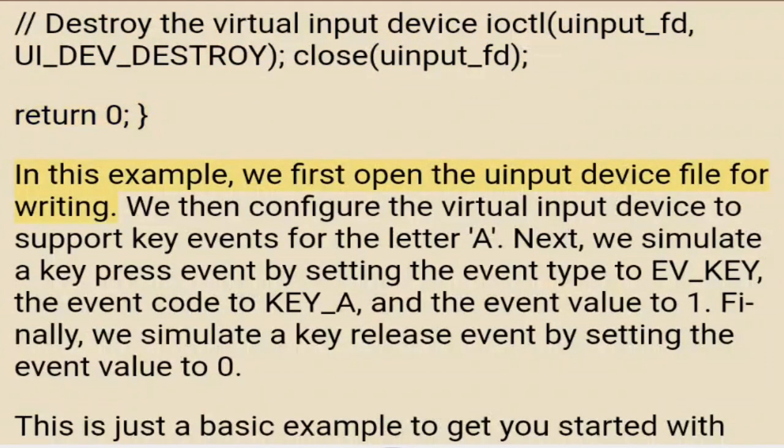Return 0. In this example, we first open the uinput device file for writing. We then configure the virtual input device to support key events for the letter A. Next, we simulate a key press event by setting the event type to EV_KEY, the event code to KEY_A, and the event value to 1. Finally, we simulate a key release event by setting the event value to 0.